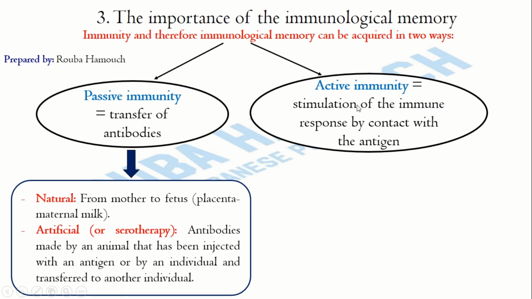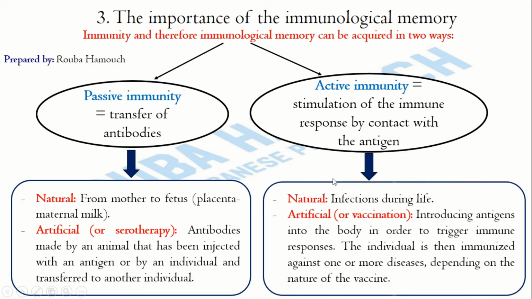When we talk about active immunity, it can also be natural, due to the infections during life. When we are infected with pathogens, our immune system becomes active, produces specific lymphocytes that differentiate and that eliminate the intruders and that give memory cells. So this process is called active immunity, when our immune system is stimulated by the contact with an antigen.